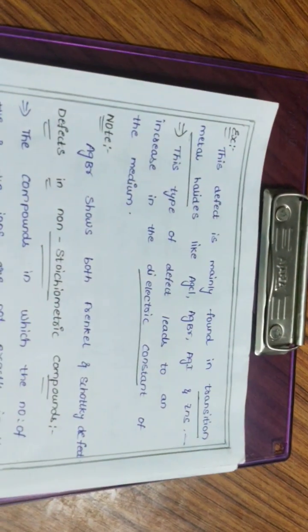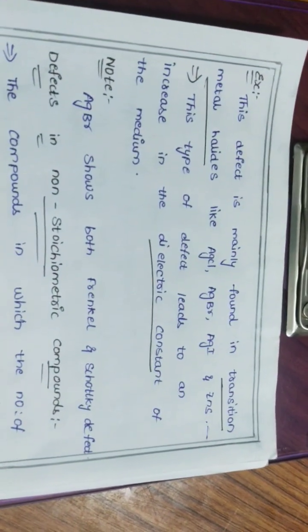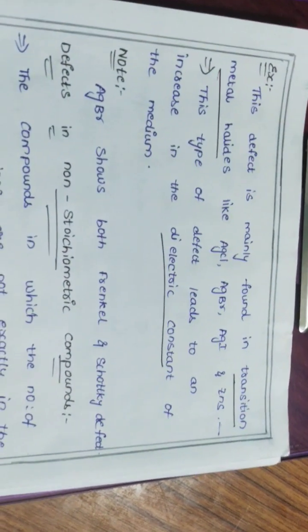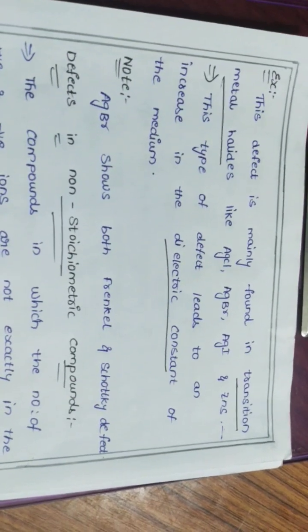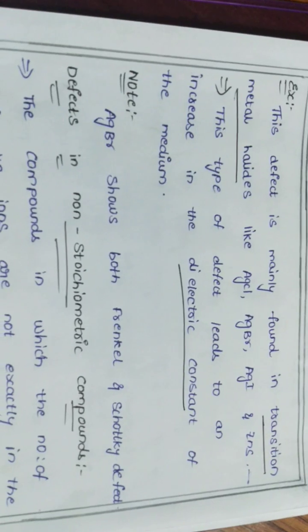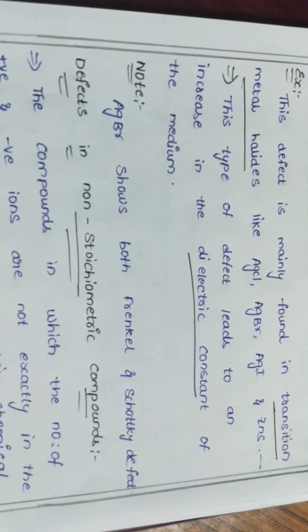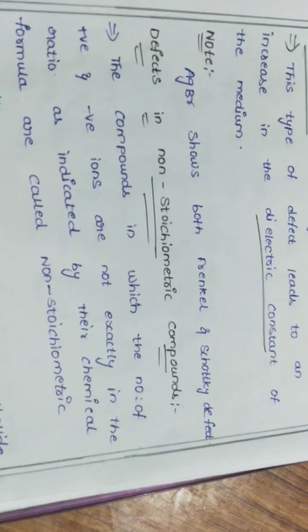Examples of this defect are mainly found in transition metal halides like AgCl, AgBr, AgI and ZnS. This type of defect leads to an increase in the dielectric constant of the medium. AgBr shows both Frenkel and Schottky defects.